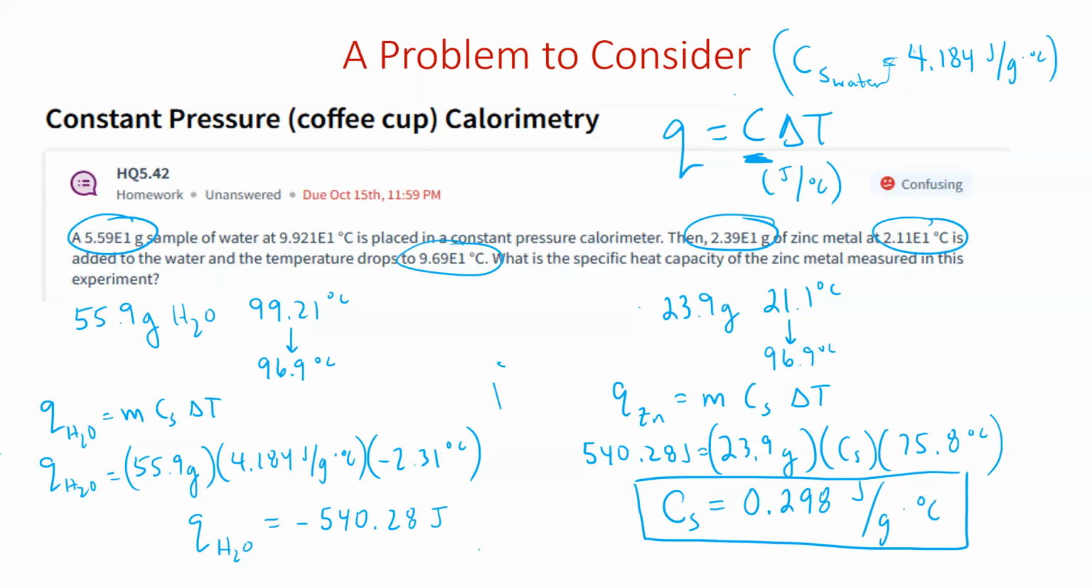Here we need Q equals MC delta T because we've got a mass of water that's going through a temperature change, and a mass of zinc that's going through a temperature change. The important thing was to realize that because they're in the same system, the energy that the water lost had to equal the energy that the zinc gained to go through that temperature change. And with that, we could find our specific heat.